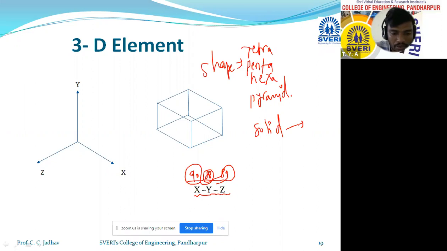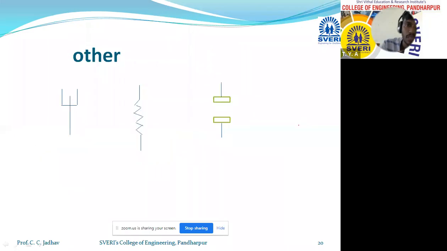Okay. When all the dimensions are nearly equal, then three-dimensional elements are used for meshing, and during the analysis no extra information is required. This is the third type. The last type is other.